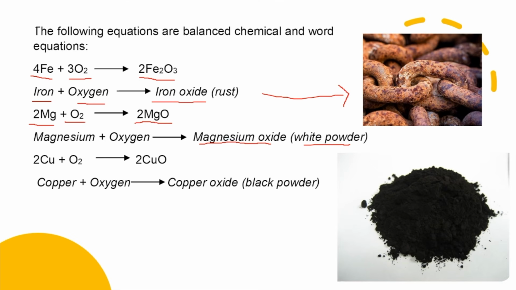Our last equation is copper and oxygen. So 2 copper atoms react with 1 oxygen molecule to give us 2 CuO. The word equation is copper plus oxygen gives us copper oxide, and this is in the form of a black powder.